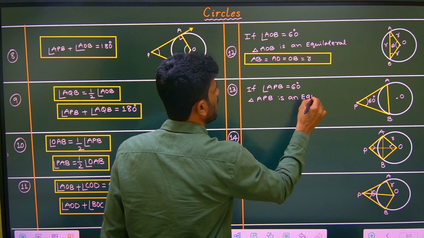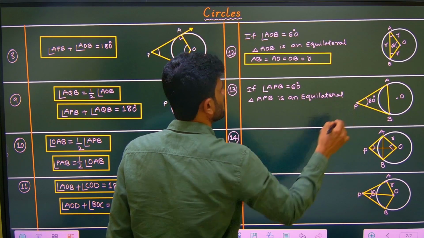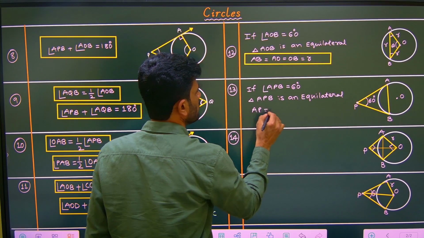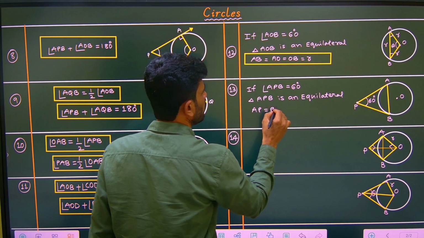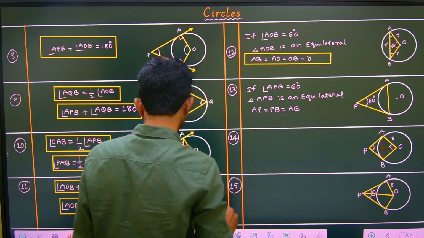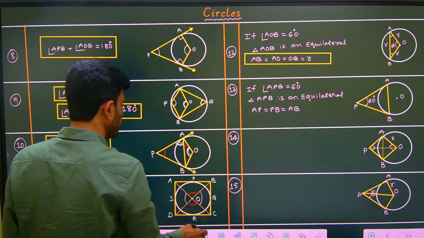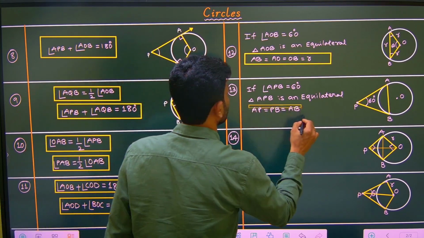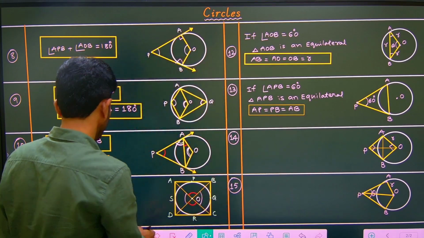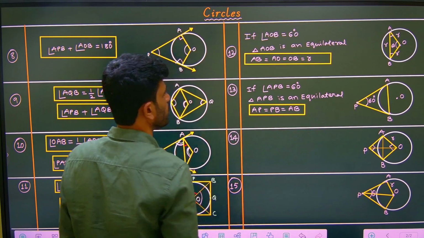Triangle APB is an equilateral triangle. Then we can write AP is equal to EB is equal to AB. It is not equal to the radius now, but all the three sides are equal. So if you know the length of the chord, that is also equal to the length of the tangent. Length of the tangent and length of the chord are equal there. This is one.